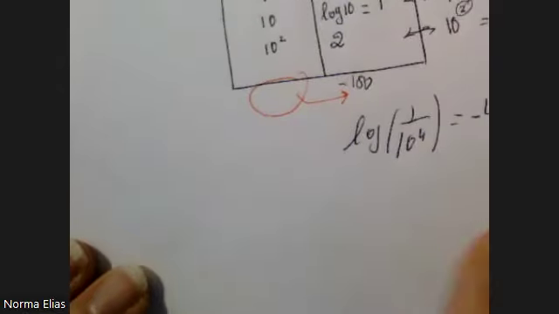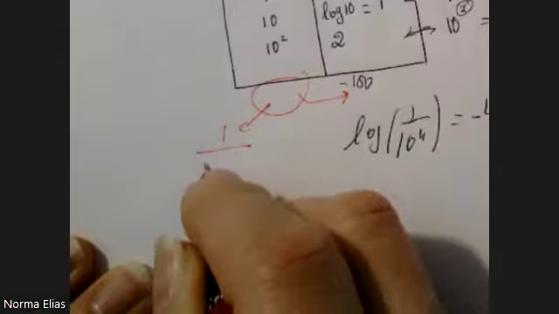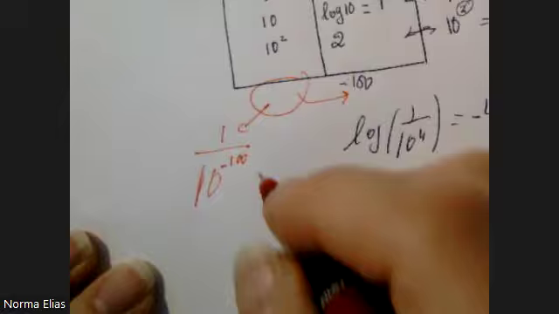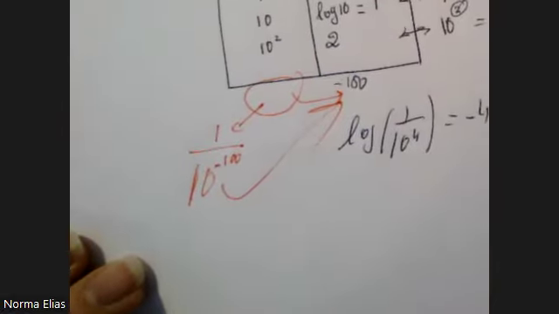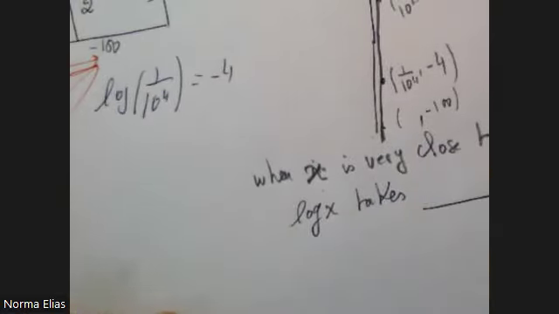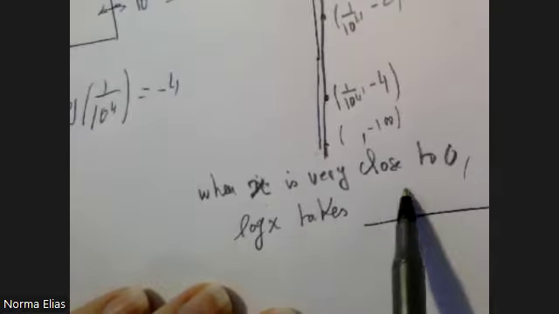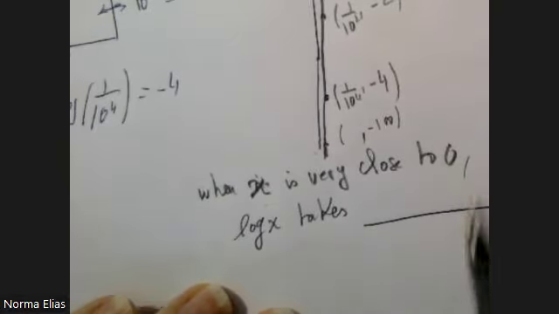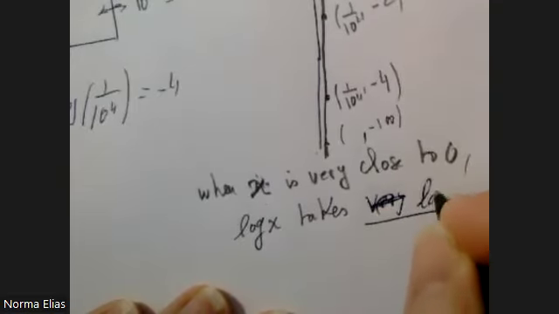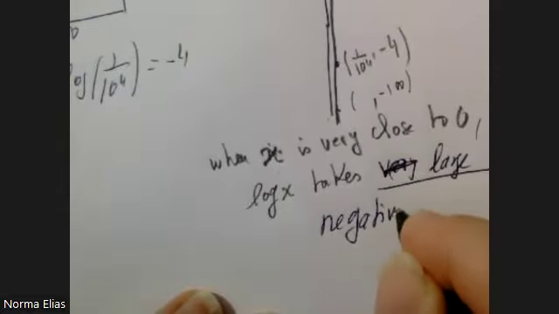Don't be afraid of small numbers. 1 over 10 to the minus 100. A very, very small number is giving me the output of minus 100. So what am I heading to? What I'm heading to is the following: when x is very close to 0, log x takes a large negative value.